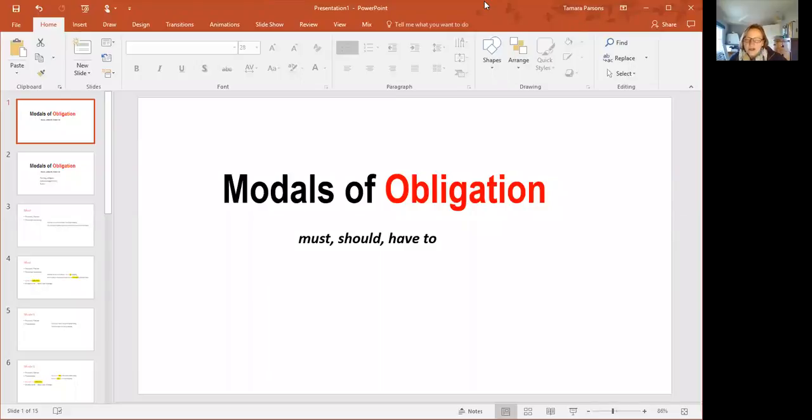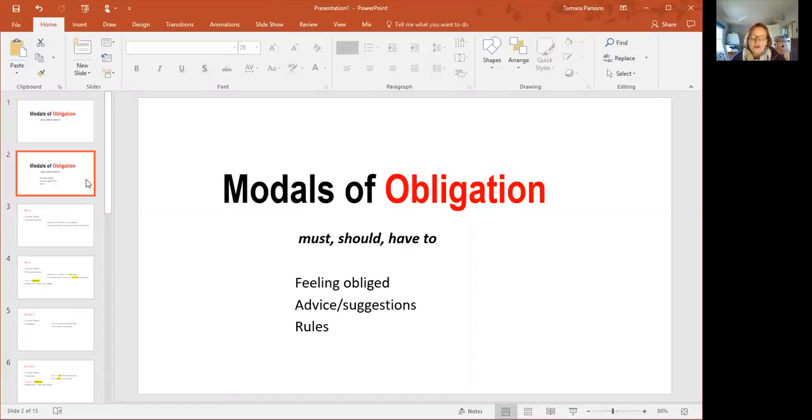This week we will be looking at modals of obligation. In case you've forgotten, modals are verbs that we add into a sentence to change the meaning slightly. So these words we're looking at this week are must, should, and have to. The three main forms of obligation are a personal feeling of feeling obliged, so the person who's speaking thinks it's important, advice and suggestions, and rules, so things that we have no choice, that we have to follow.